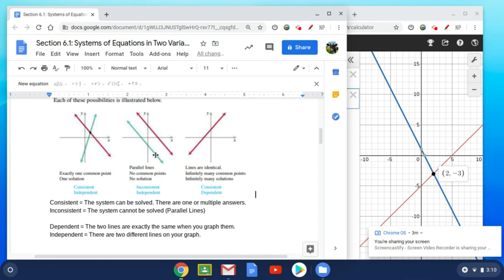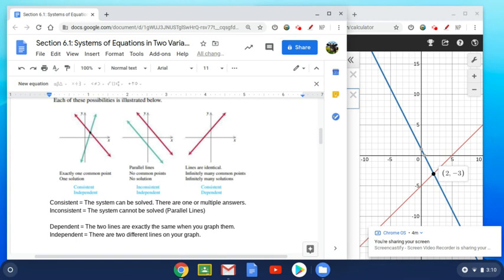So if you have parallel lines when you go to graph these lines, that is called an inconsistent system. And inconsistent just means a system that can't be solved. No matter how far out we zoom on this graph, those lines will never touch. So they are inconsistent. There's no solution.